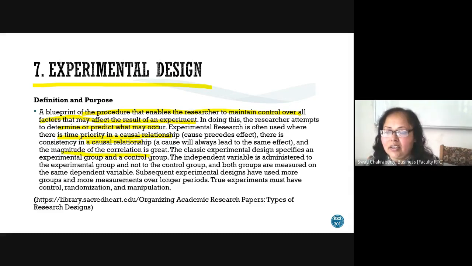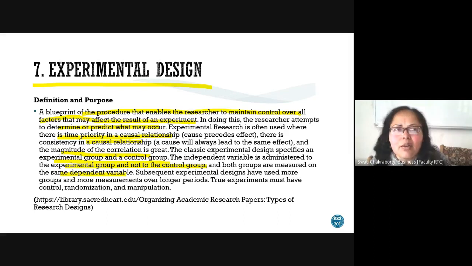So in case of a classical experimental design, it specifies an experimental group and a control group. And the independent variable is administered to the experimental group, not to the control group, and both groups are measured on the same dependent variable. So you bring in change in one group and see how the other group remains as it is, and then you see the effect. Say if there are two groups, and you give an apple a day to one group and see what happens.